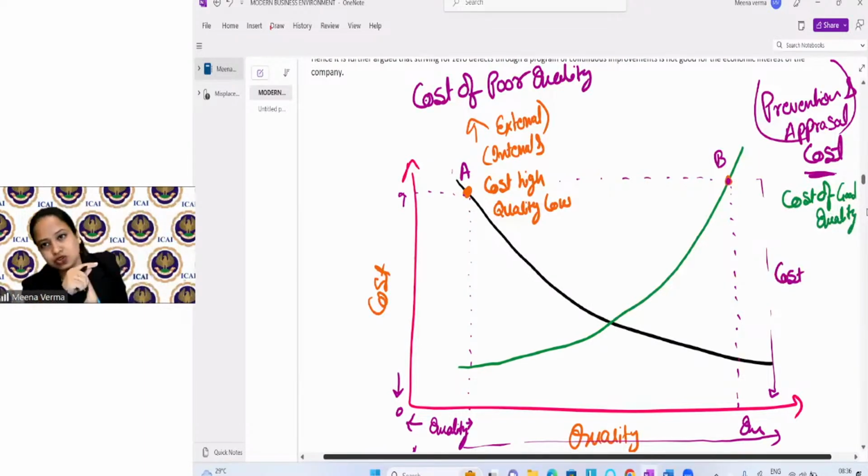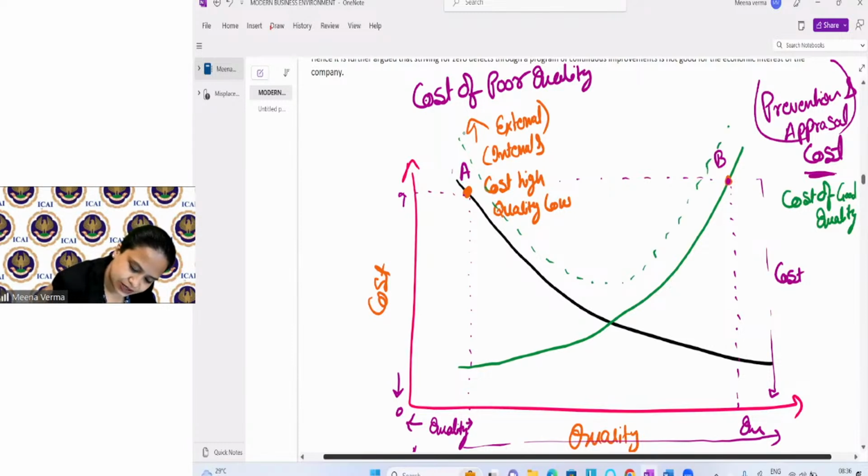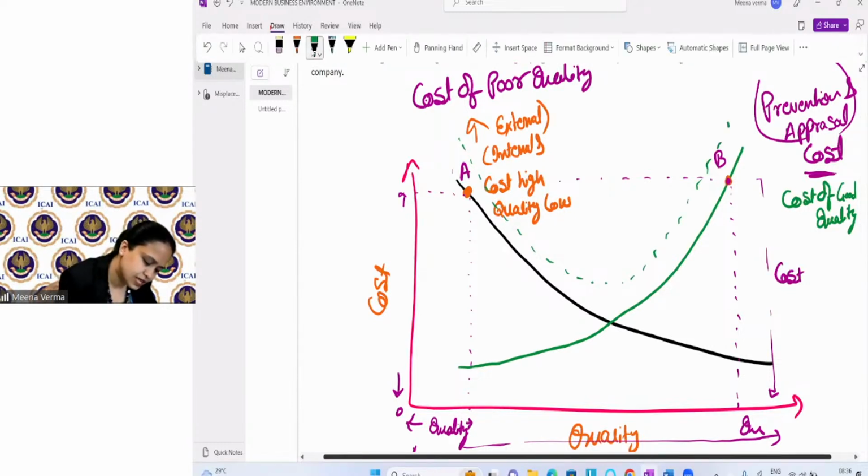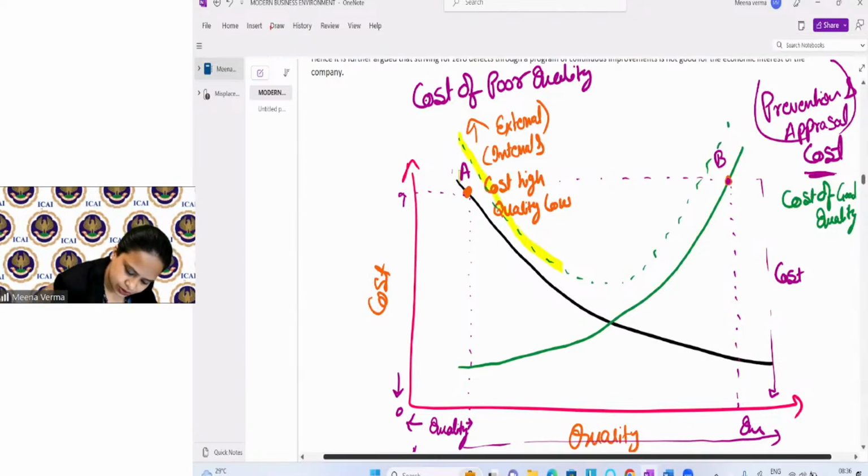Either the cost of good quality will be high or the cost of poor quality will be high. Not good. So we have to find some midway, right? You can see here, this yellow line is the total cost of the company.